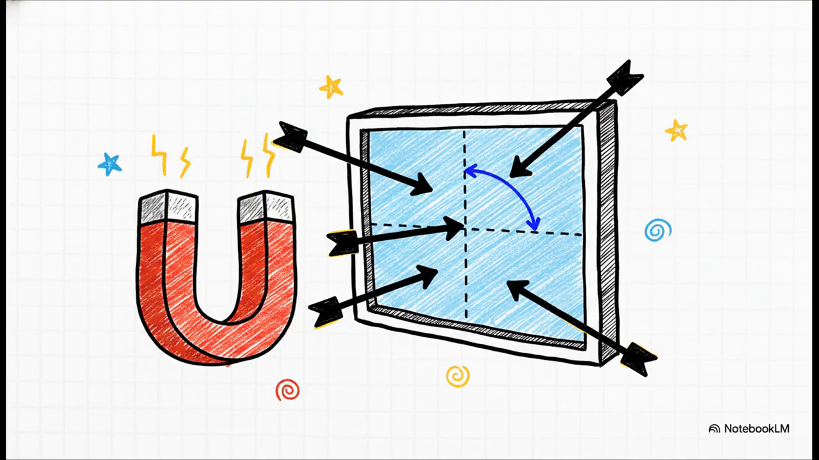Please don't let the math intimidate you. It literally just means the total flux depends on how strong your magnet is, how big the window is, and the exact angle the magnetic wind strikes that window.